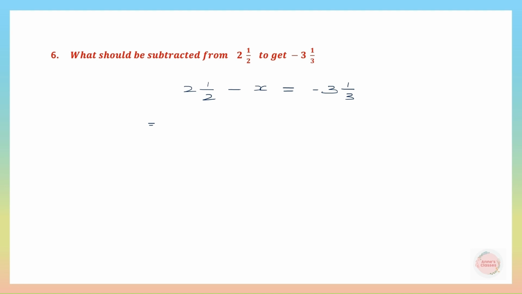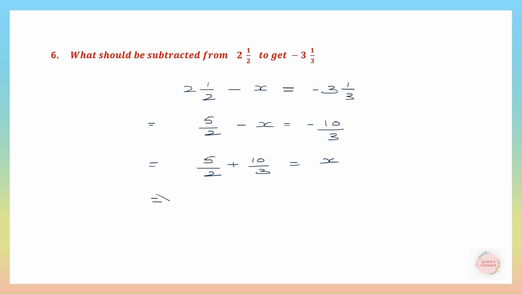2 into 2 is 4. 4 plus 1 is 5. 5 by 2 minus x is equal to 3 3s are 9 plus 1, 10, minus 10 by 3. Now, just to make our work easier, we're going to move this x to the other side. So minus x will become plus x, and we'll move this minus 10 by 3 to this side. So this will become 5 by 2, minus 10 by 3 becomes plus 10 by 3, and this is equal to x. And now I'm just interchanging the sides.